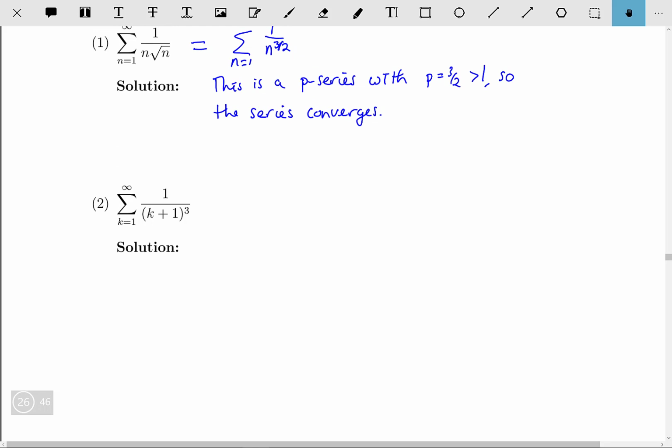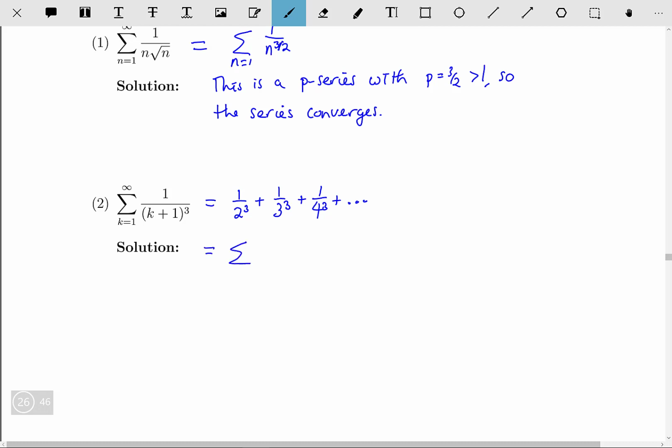Let's talk about the next example, which is slightly more interesting. First of all, it's not in the form of the summation k equals 1 to infinity of 1 over k to the p. So let's start by just writing down what the first few terms look like. If k is 1, I get 1 over 2 cubed. If k is 2, I get 1 over 3 cubed. If k is 3, I get 1 over 4 cubed, and so on and so on.